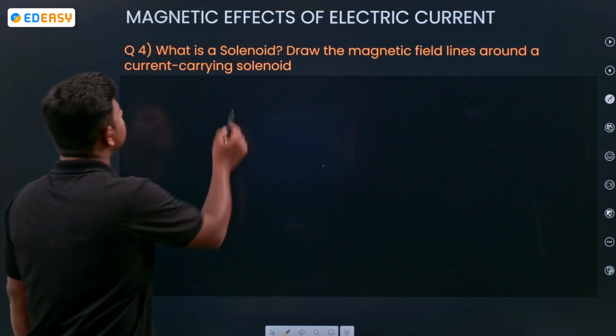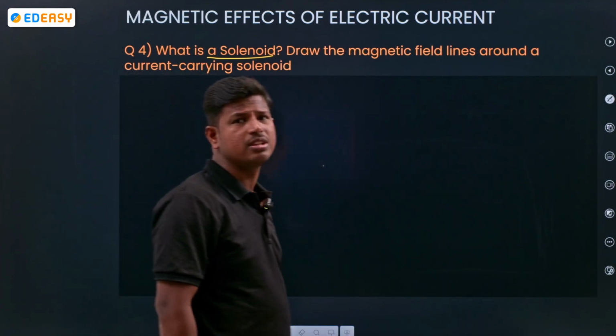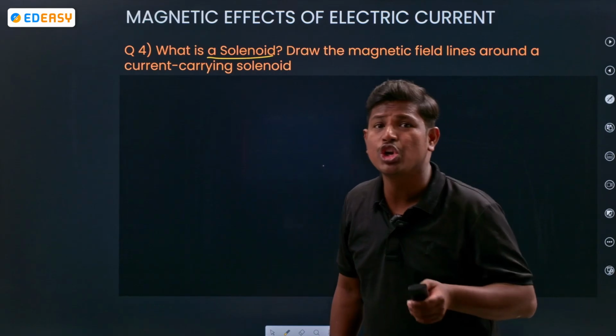See, what is a solenoid? Simply tell me the answer, anybody from the comment section. What is a solenoid?